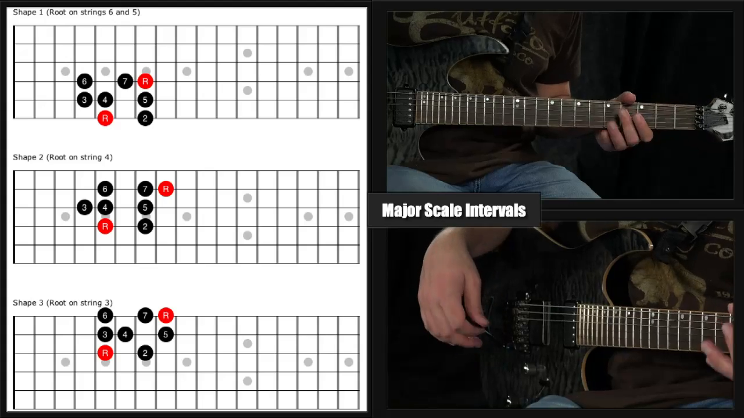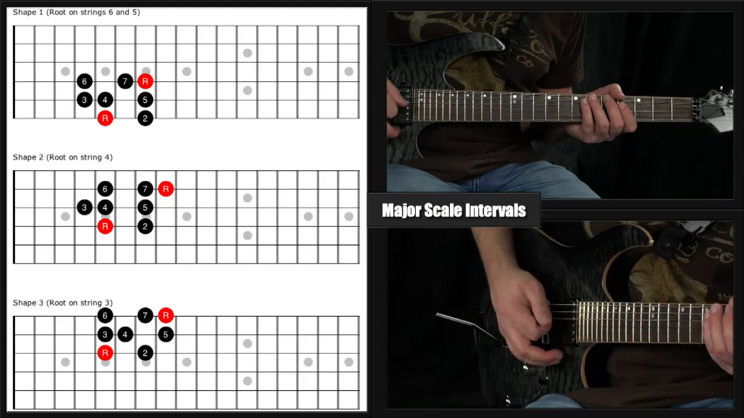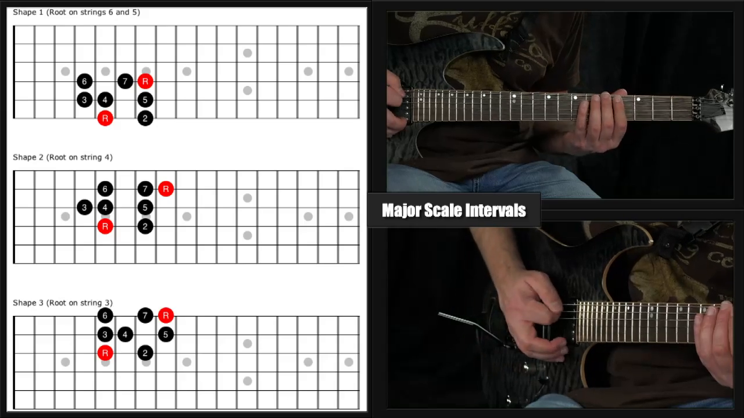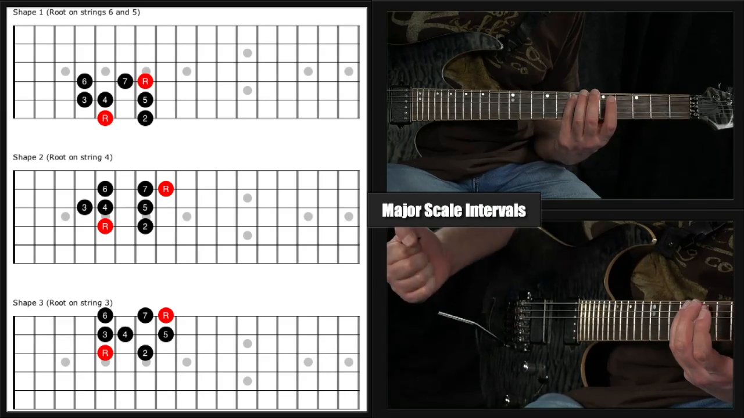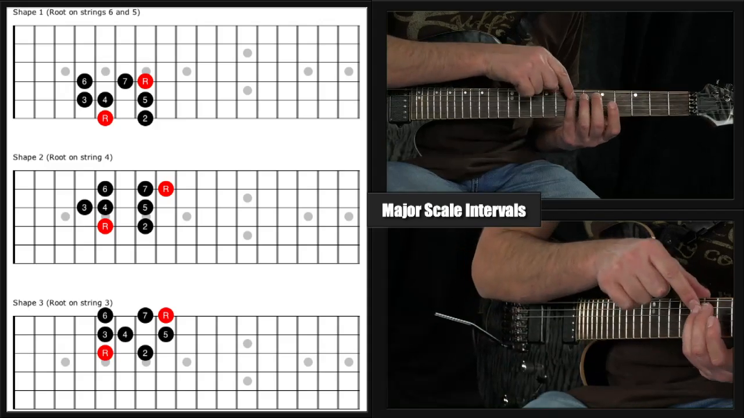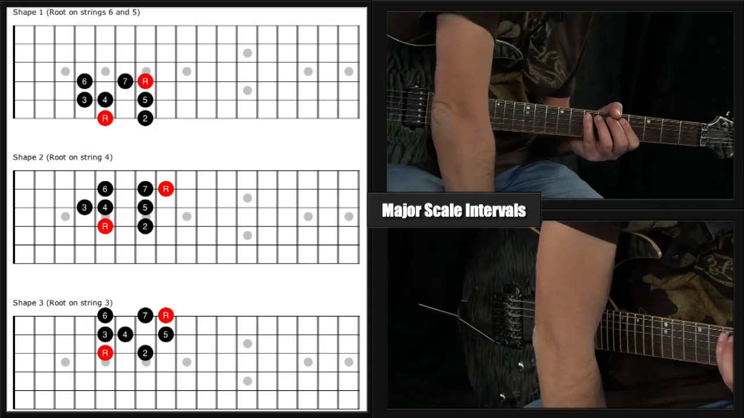We had a starting shape. The root was on the low E string, 5th fret. I ask you for a perfect fifth. So 1, 2, 3, 4, 5. That becomes the new root. And that fifth is on the 5th string, 7th fret. That's the new root.